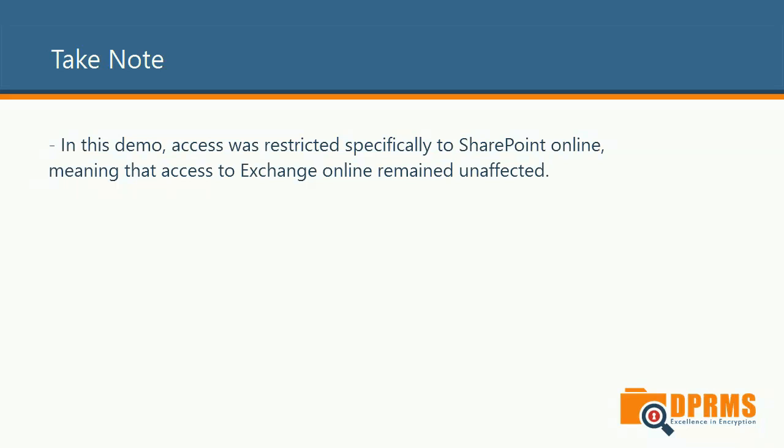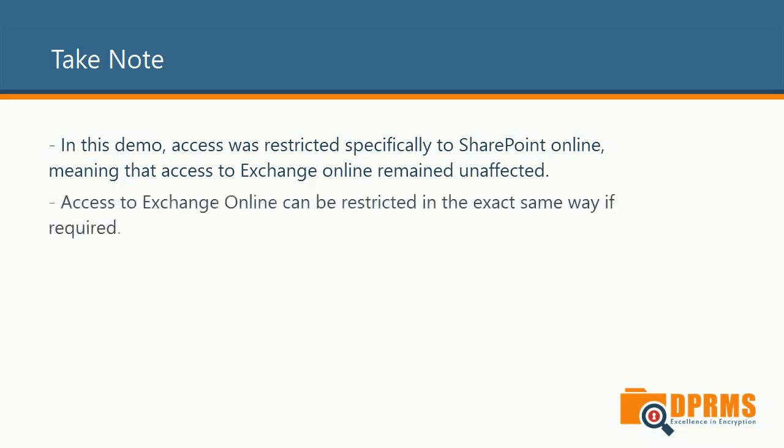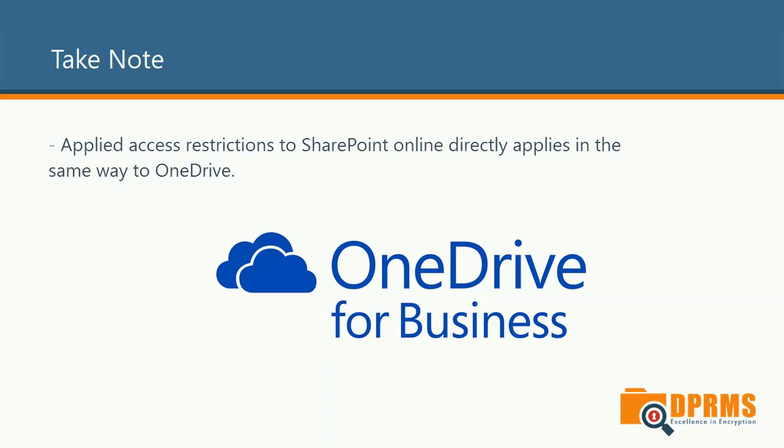In this demo, we restricted access specifically to SharePoint Online, meaning that access to Exchange and email remained unaffected. Access restrictions to Exchange Online can of course be configured the same way if required. As we restrict the access to SharePoint Online, the same restrictions automatically apply to OneDrive for Business, meaning you do not need to configure separate access configurations for OneDrive, which I think is very practical.